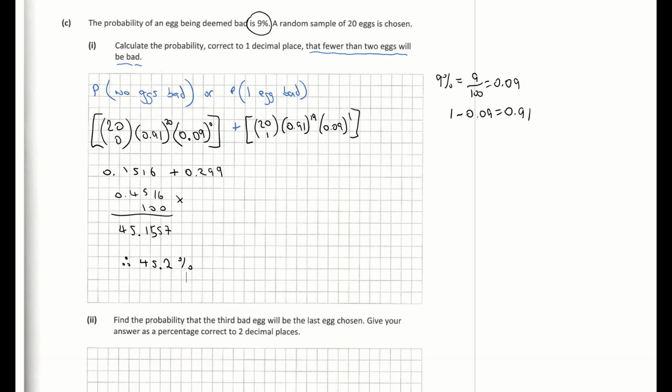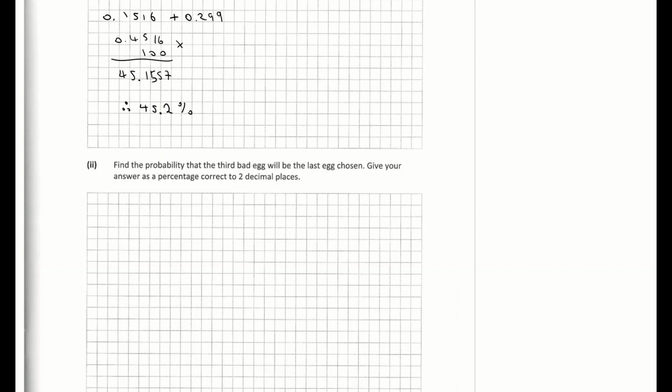Okay, see part 2 now. So find the probability that the third bad egg will be the last egg chosen. Give your answer as a percentage correct to 2 decimal points. So let's have a look at that again. So what's it saying? Find the probability that the third bad egg is going to be the last egg chosen.